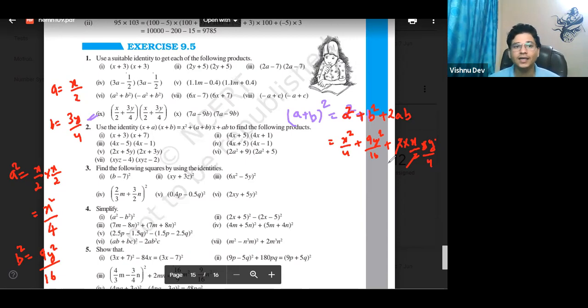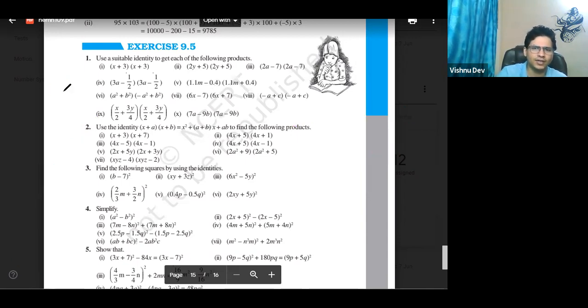So what is the first thing that we have to look for here? Identity, right? We have to look for the identity. In question 1, all the questions are based on a plus b whole square, true or false? No, sir. This is based on a square minus b square. This is also based on a square minus b square, because it is a plus b, right? Or minus a plus b. So you have to identify the identity.